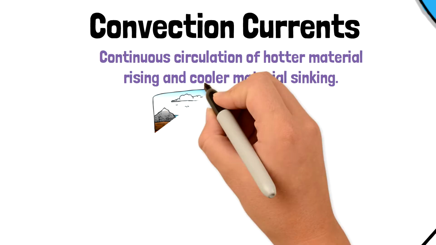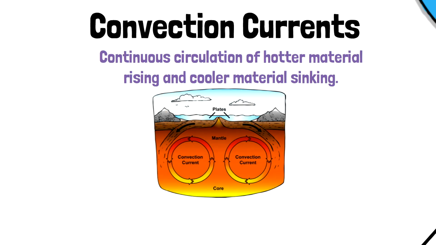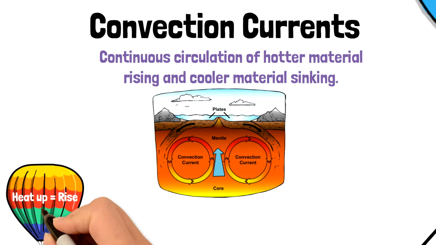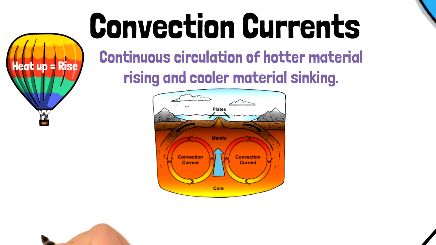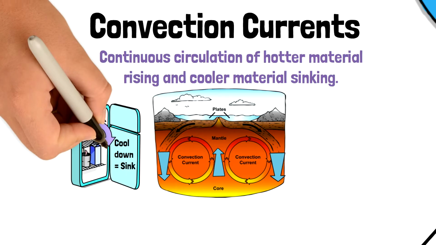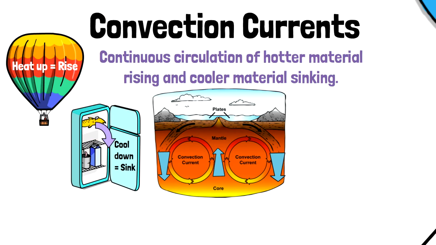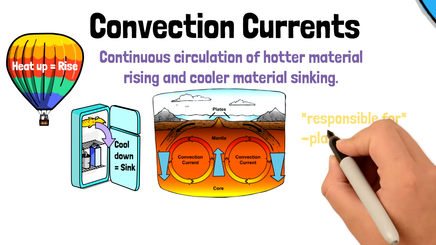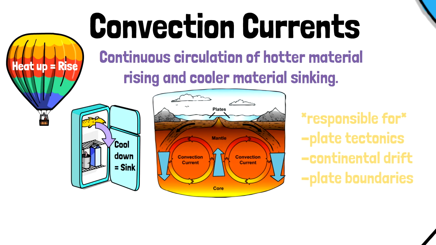Convection currents occur in the Earth's mantle. Here in the mantle, as magma heats up, it becomes less dense and rises, similar to a hot air balloon. As the magma cools down near the surface, it becomes more dense and sinks, similar to cold air falling when you open the freezer door. Convection currents are responsible for plate tectonics, continental drift, and the various plate boundaries, which are discussed in another video.